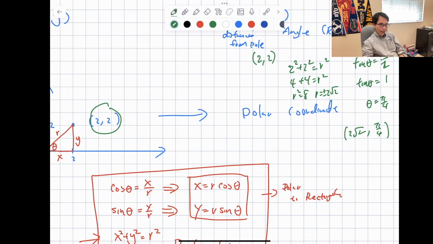Now, how do I convert back? So remember here, I write down this, you can convert back. Is this okay? So I can plug in. I can say x equal to 2 root 2 cosine of pi over 4. That's equal to 2 root 2 times square root 2 over 2. The 2s cancel out. That's going to be 2. Do you see that?